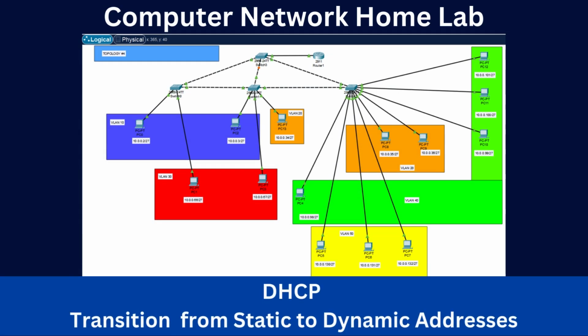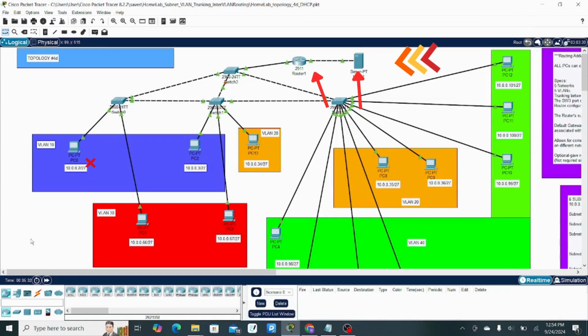In this video, I will be switching over from static IP addressing to dynamic IP addressing. A DHCP server has been added to the topology. The router's G01 interface and the DHCP server will be on the same subnet.